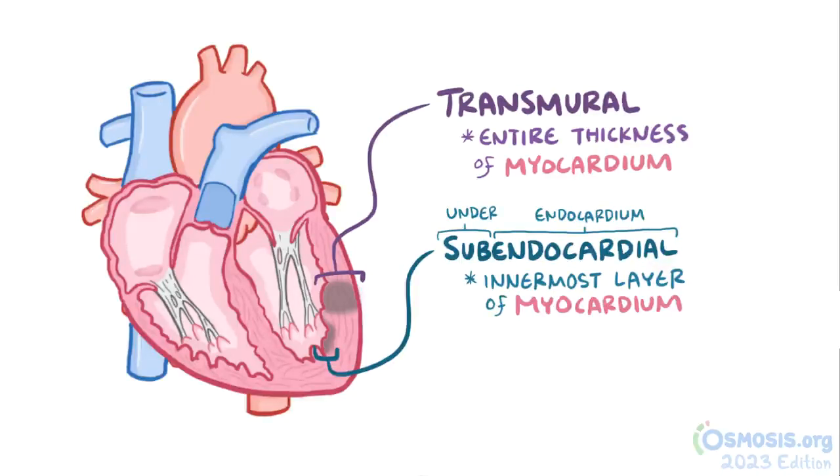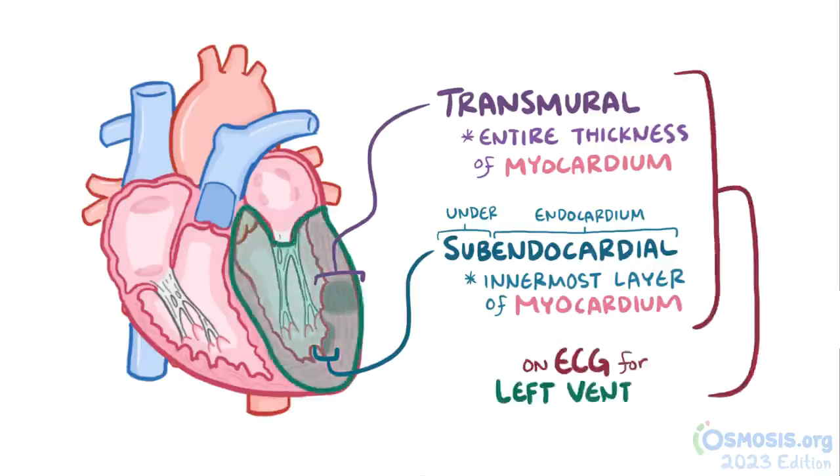Out of all four chambers of the heart, the ECG is most sensitive to transmural or subendocardial ischemia or infarction in the left ventricle, because that's the chamber with the thickest walls and therefore has the most cardiac tissue.